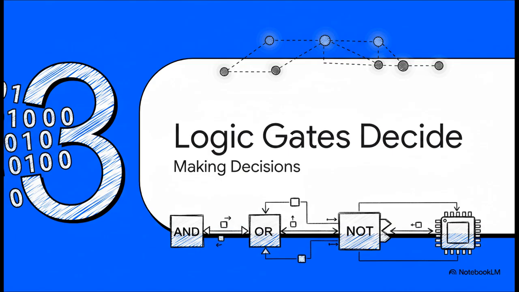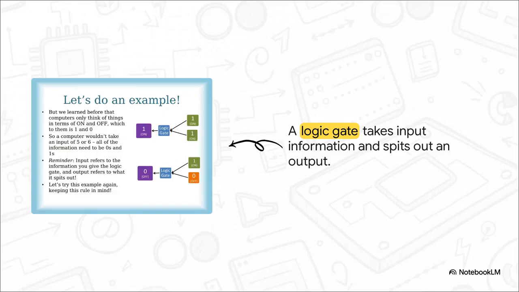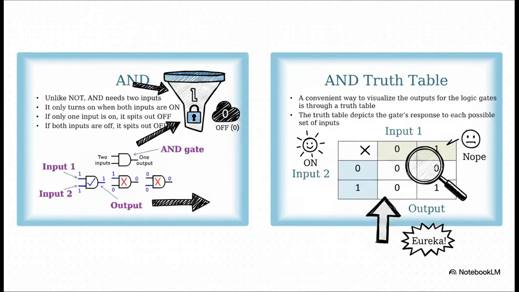Section 3. Logic gates make decisions. Enter the logic gate. These are the absolute basic building blocks of digital circuits. The idea is elegantly simple. They take inputs and give an output. You feed it an electrical voltage, strictly on or off, and it spits out an answer based on a specific rule. Like a NOT gate, it just reverses the input. Put a 1 in, get a 0 out. But things heat up when you add multiple inputs.